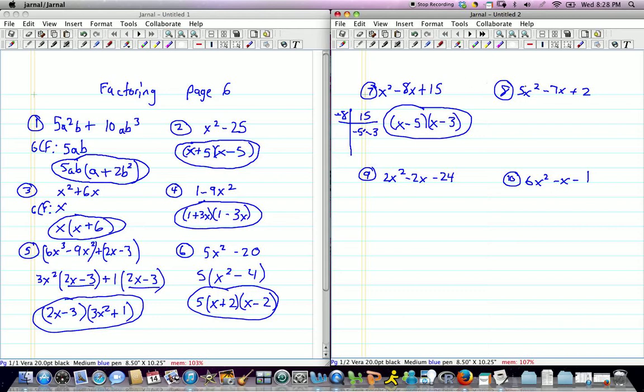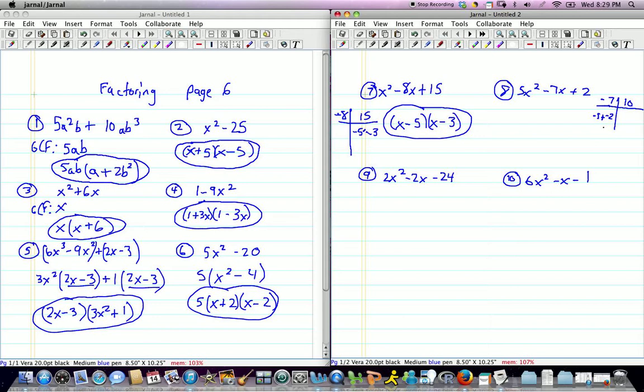What we're going to do is we're going to multiply that number times the c, which is the number without a variable. So the first thing I'm going to do is take 5 times 2 and get 10. So I'm going to make my little chart again like I did in the previous problem, but now I want two numbers that multiply to give me 10 that add to give me the middle number, which is negative 7. I'm going to think about that, and I'm going to come up with negative 5 and negative 2, because negative 5 times negative 2 is going to be equal to 10, and negative 5 plus negative 2 is going to be equal to negative 7.